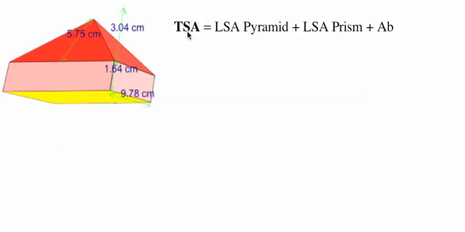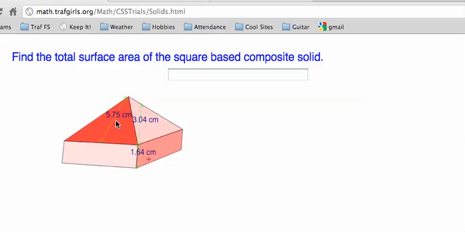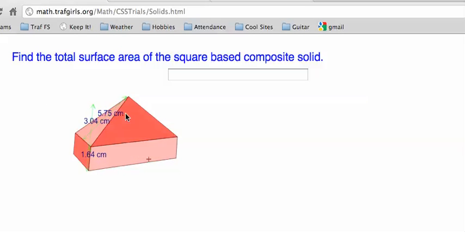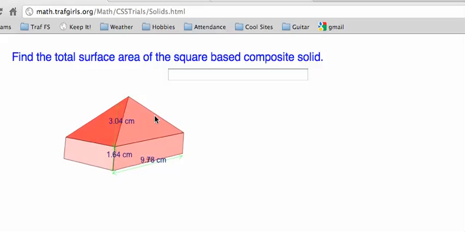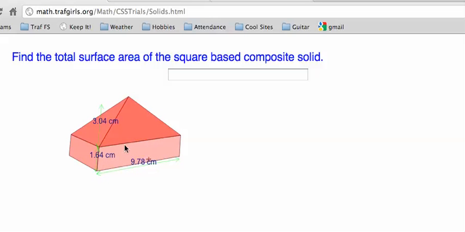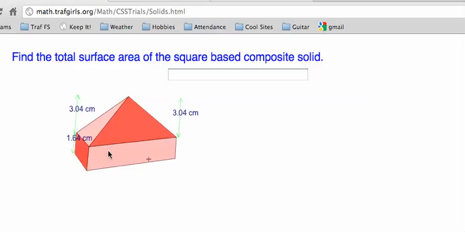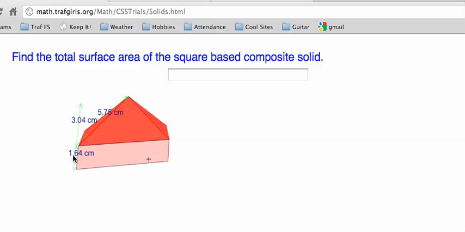All right, so the total surface area is going to be the lateral surface area of the pyramid, right? So it's all these pyramidal surfaces that we're looking at, okay? Well, all the pyramidal parts, so here and there. So all these triangular faces, okay? And then the lateral surface area of the prism, which are all these faces, right? Here and here, these big long rectangles, okay?